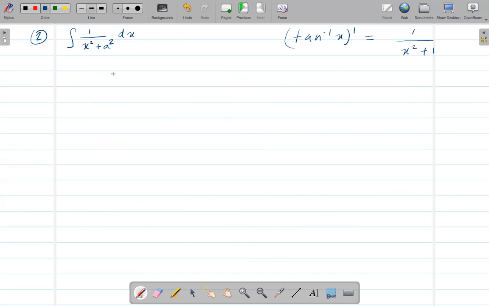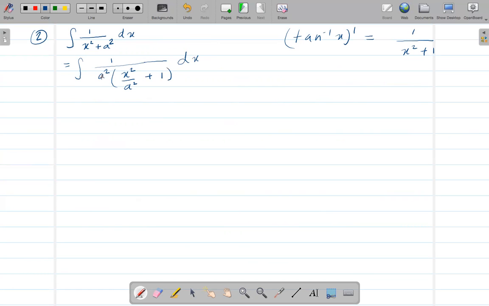Now what we can do with this one is use algebra. We will be using lots of algebra. What I can do here is write a squared outside these two terms, and then x squared over a squared plus 1. Right? Can I do this?